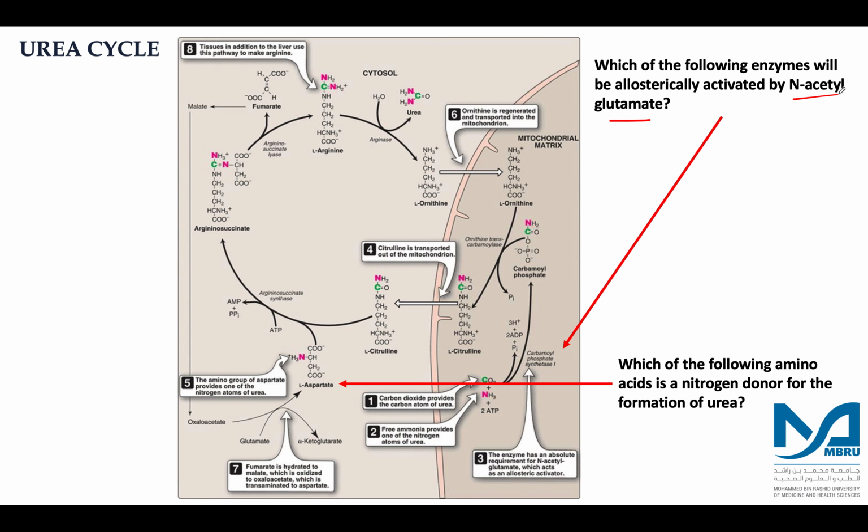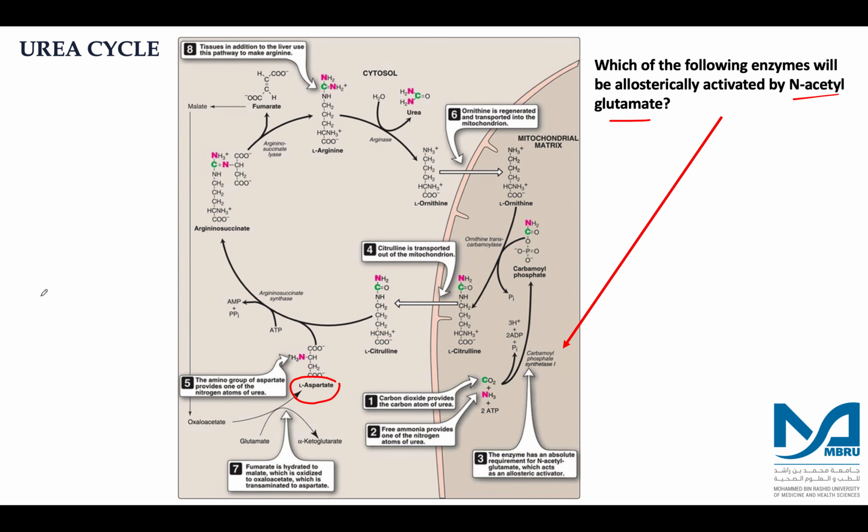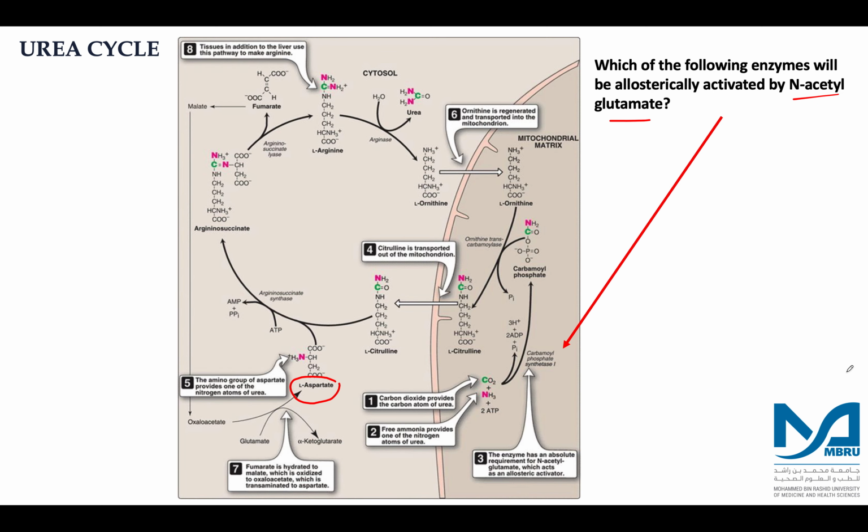The next aspect, which of the following amino acids is a nitrogen donor for the formation of urea? I mentioned this, the answer is aspartate or aspartic acid. Which of the following metabolites links the TCA cycle with the urea cycle? The answer to that is fumarate. So let us go back to the simple figure. You see here fumarate. So this links the urea cycle with the TCA cycle.